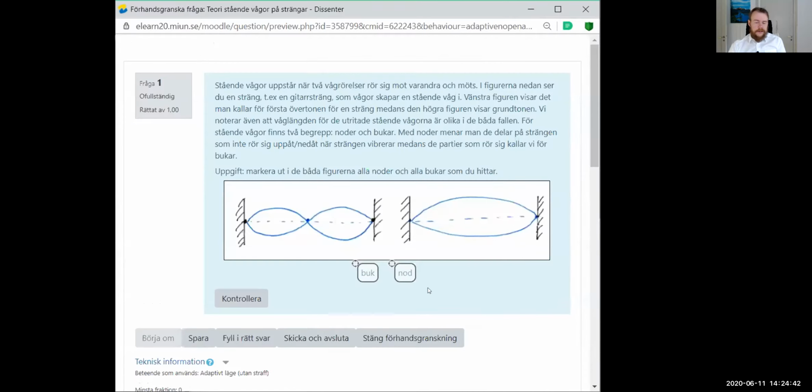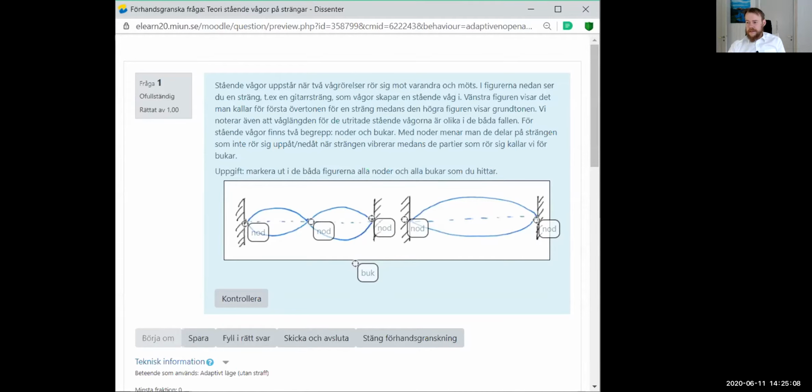And I can show you one of the theoretical questions. It looks like this. The first laboratory session is about wave mechanics, so this is standing waves on strings. They get 2 situations of standing waves, and they're supposed to mark out where all the nodes are in these 2 figures, just to test if the students know the concept around standing waves.